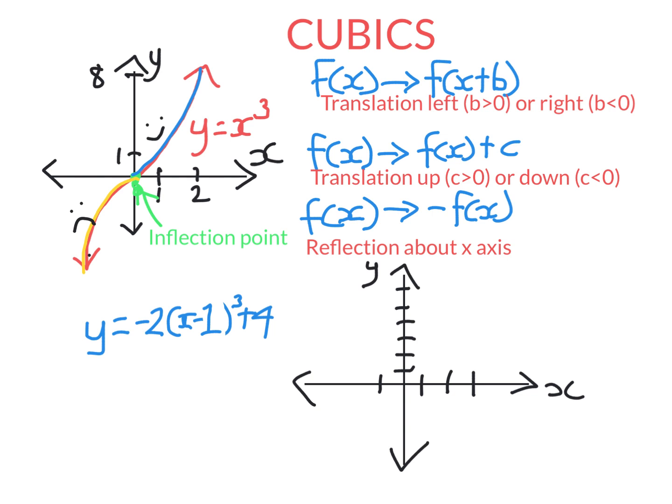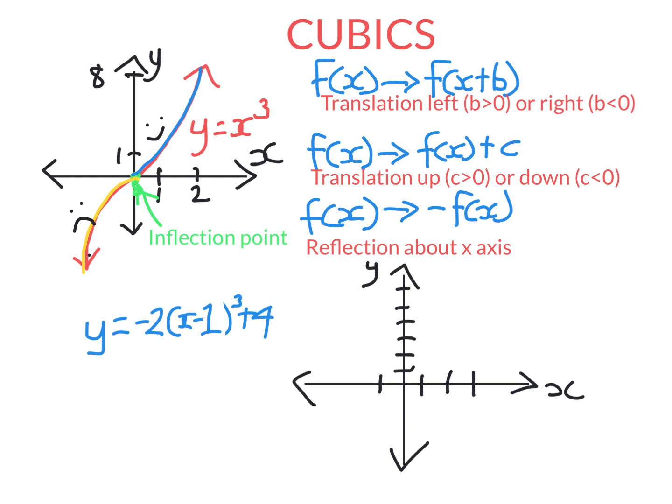Now, when you apply transformations to cubics, the same thing happens as when we applied them to quadratics or hyperbola, or indeed any function. If you take a function and you replace x with x plus b, it translates left if b is positive or right if b is negative. Remember, this left or right goes the opposite way than we would expect. If you add a constant at the end of a function, it translates it up if it's positive, down if it's negative, and if you stick a negative out the front of a function, it reflects about the x-axis.